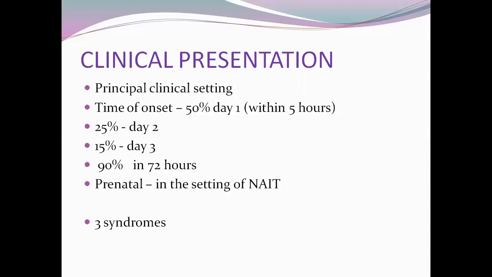So, the clinical presentation: the principal clinical setting that has been observed is the preterm neonate with RDS requiring ventilation. And it has been shown that 50% of hemorrhages occur on day 1, especially within 5 hours of life. On day 2, 25% has been observed. On day 3, 15%. So by 72 hours of life, 90% of IVH has already occurred. And prenatal IVH is possible in the setting of neonatal alloimmune thrombocytopenia.